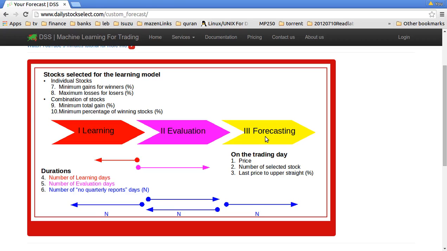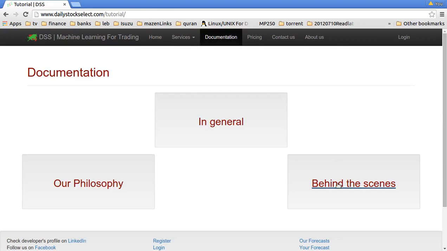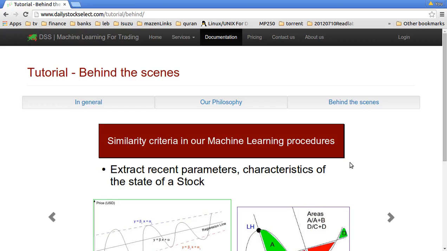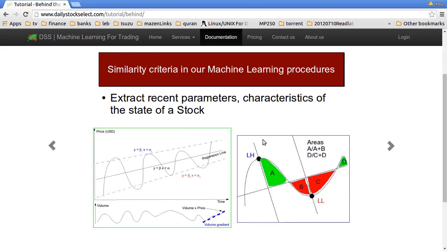Let's have a closer look now at some of what we call early features or traits. A brief introduction can be found under documentation/behind the scenes. A full description of the functionality of these parameters will be separately presented in an academic paper. Here a real fast introduction is done.